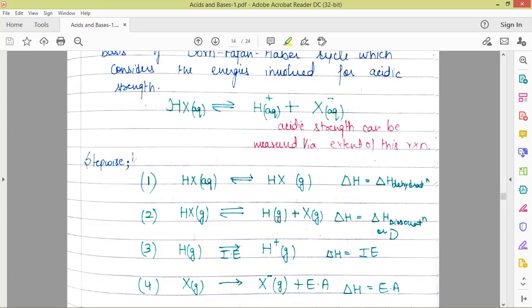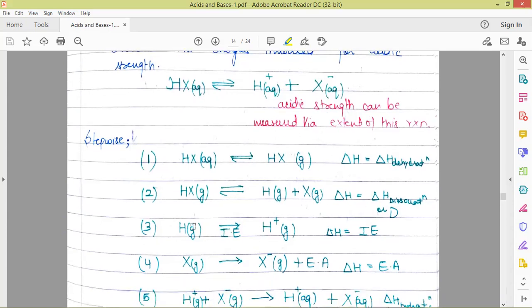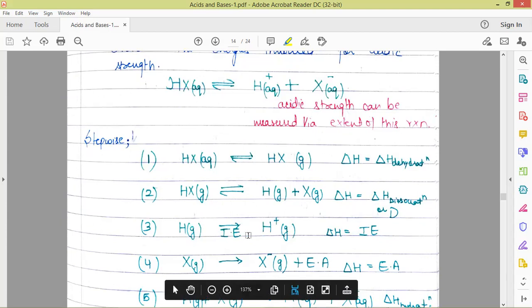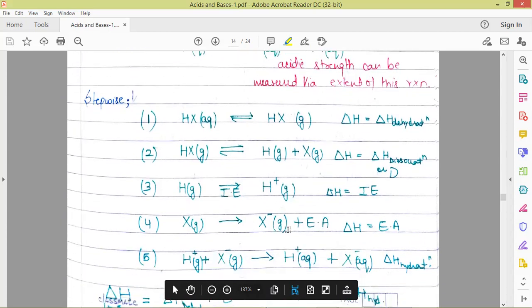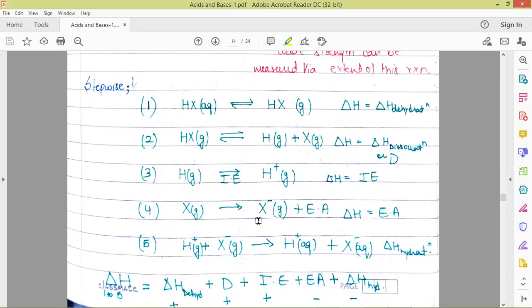The second step is the dissociation of this HX molecule in the gaseous state, so dissociation energy would be required. Next, hydrogen in the gaseous state will require the ionization energy for the ionization of its outermost electron. That means ionization energy is required. And X is going to release electron affinity to gain one electron, so electron affinity is there.